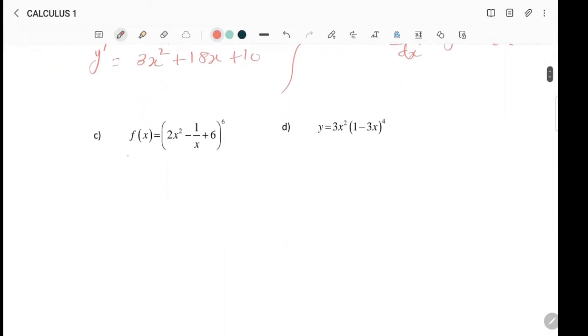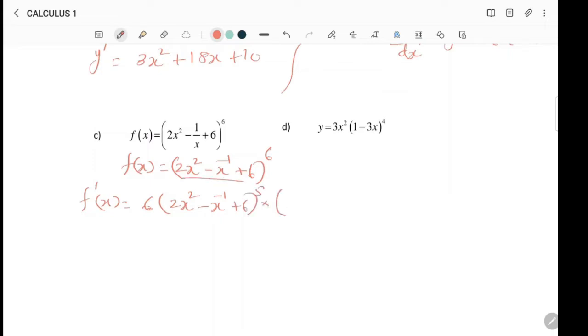This says, can we write f(x) first in this way? This is (2x squared minus x to the power minus 1 plus 6) to the power 6. Okay, now differentiate. So f dash x will be first 6. This 6 will come in coefficient. And this is (2x squared minus x to the power minus 1 plus 6) to the power 5. Then times, we have to apply chain rule. I mean, we have to differentiate the bracket as well.